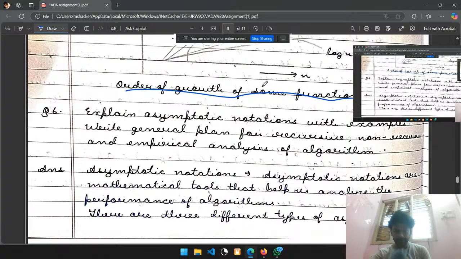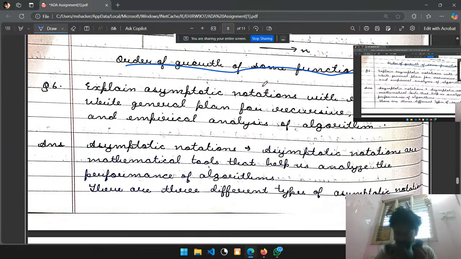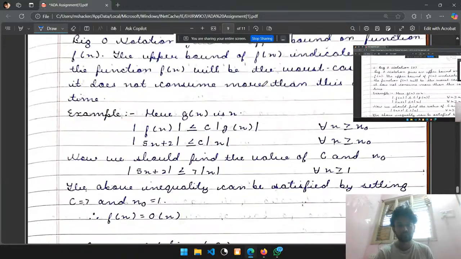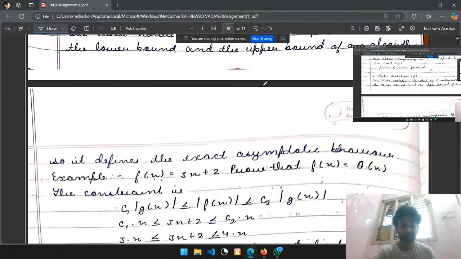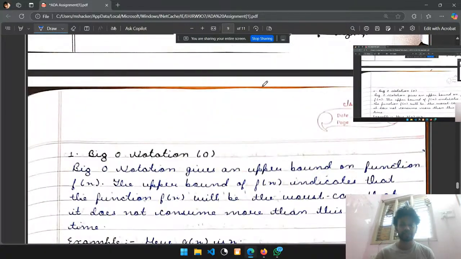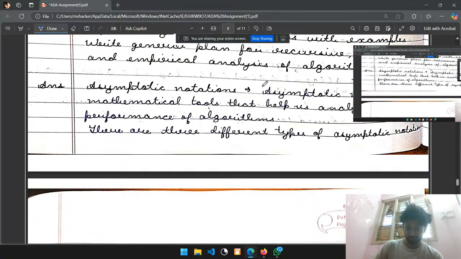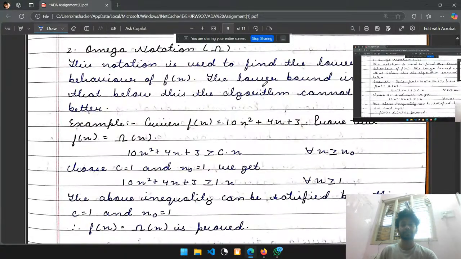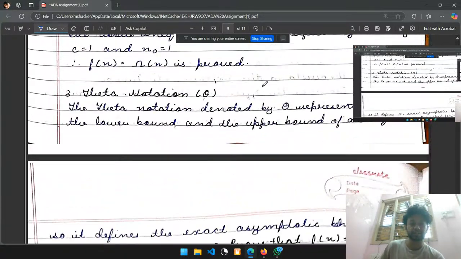How to read it? Asymptotic notations are mathematical tools that help us analyze the performance of an algorithm. There are different types of asymptotic notation: big O of n, omega, theta. There are three different types: big O notation, omega notation, and theta notation.